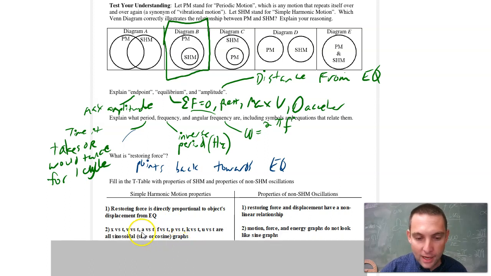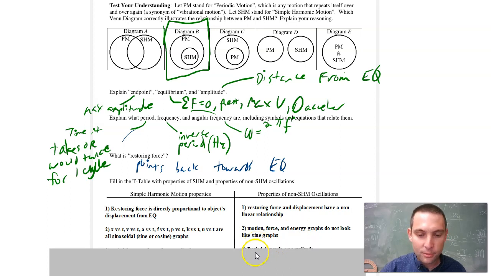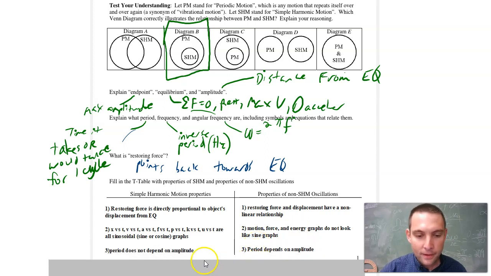Next, we have all of these versus time graphs: position, velocity, acceleration, force, momentum, kinetic energy, potential energy. If you graph those as a function of time, they are sinusoidal. So they're either sine or cosine graphs. Meanwhile, motion, force, and energy graphs do not look like sine graphs for non-simple harmonic motion oscillators.